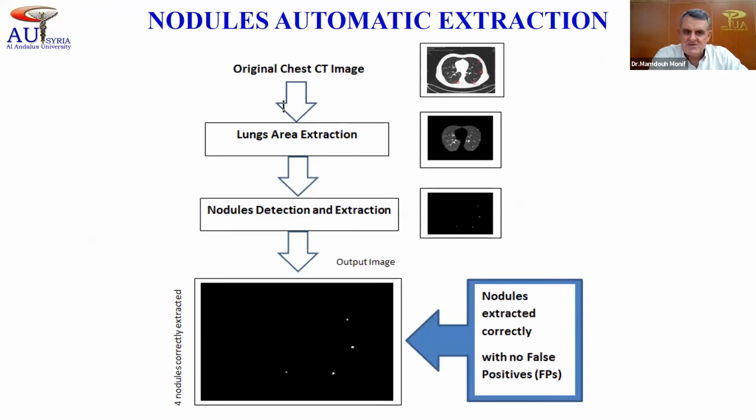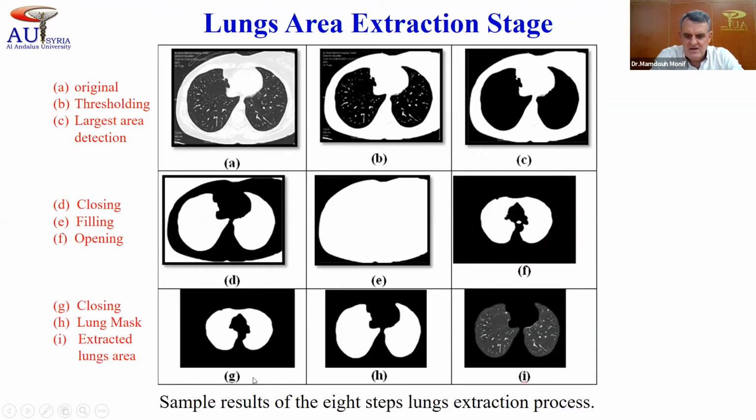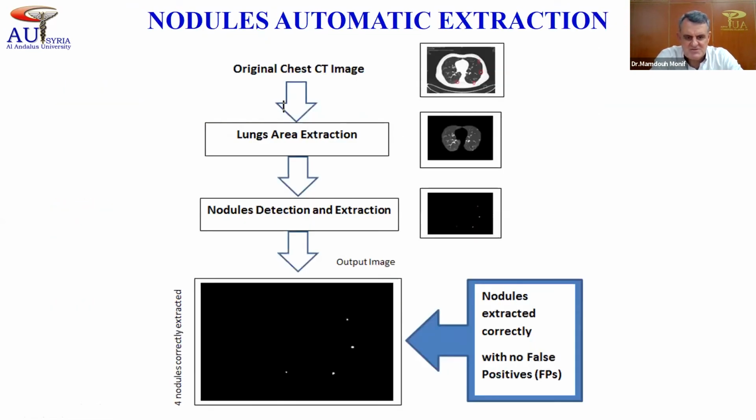Nodules automatic extraction includes two stages. The first one is lung area extraction, and the second stage is nodules detection and extraction. We can see here the input image, lung area extraction, and nodules detection and extraction. Here is the output with the 4 nodules that were diagnosed by the specialists in the previous slide.